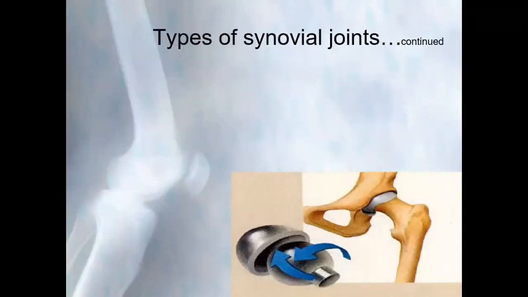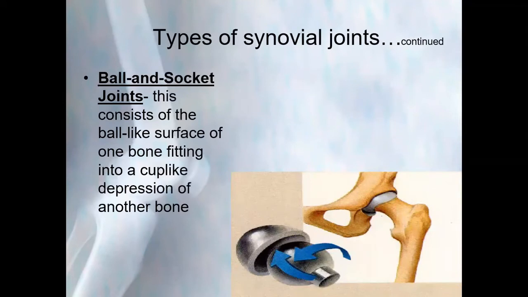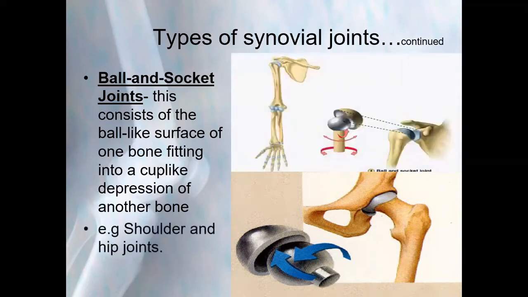The most stable joint of the body is the ball and socket joint. One bone has a ball-like structure and the other has a socket-like structure, and they meet together to form the ball and socket joint. Examples of the ball and socket joint are the shoulder joint and hip joint.